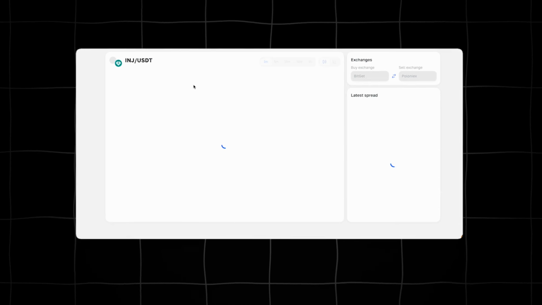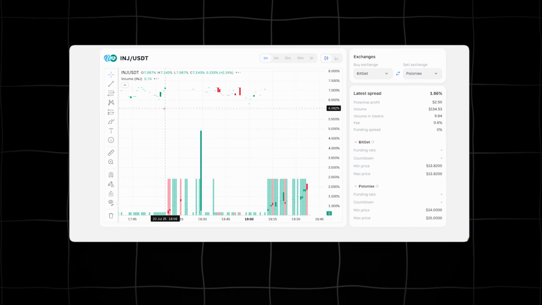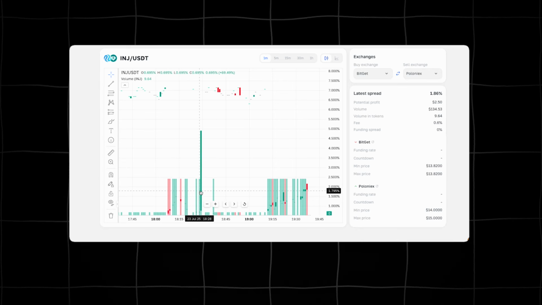Key thing number 4 is spread history. A one-time spread is good, but if you want to earn consistently on the same token, it's important to look at its history. In Arbitrage Scanner, you can track spread dynamics by days and weeks. This way, you'll see which tokens regularly offer arbitrage opportunities and can work with them consistently.